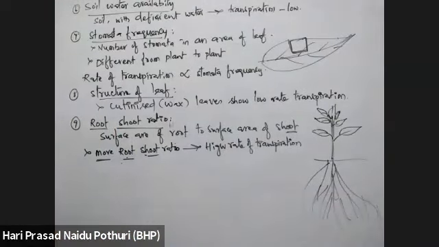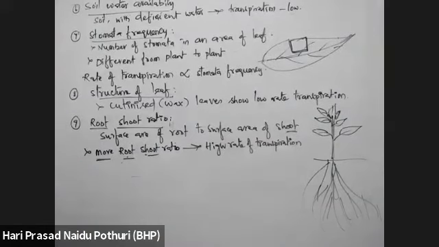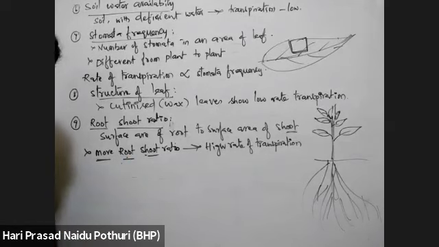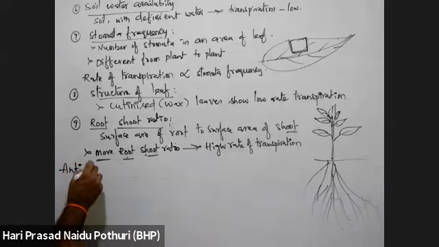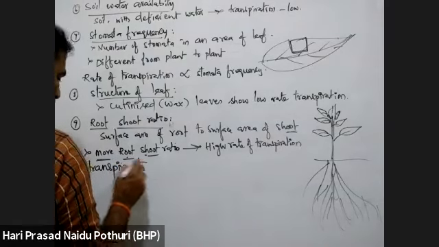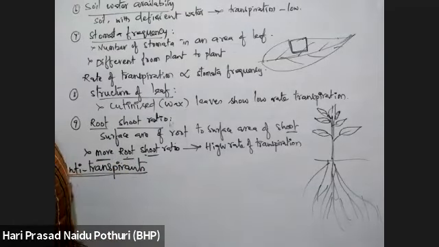Okay, these are some factors which can control the rate of transpiration. Rate of transpiration is under control of these. These factors control the rate of transpiration. And there are some materials or substances which can inhibit the rate of transpiration. They are called anti-transpirants.